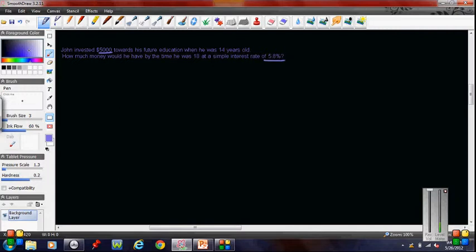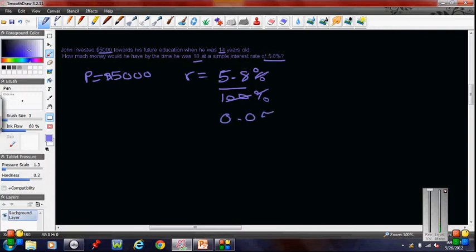It's right here at 5.8%. And we have a time frame here. We have from 14 to 18. We can derive time from that pretty easily. So let's write it down quickly. P is $5,000. R is equal to 5.8%. Divide that by 100 and the number in our calculations is going to be 0.058. Simple enough. Now let's look at time.